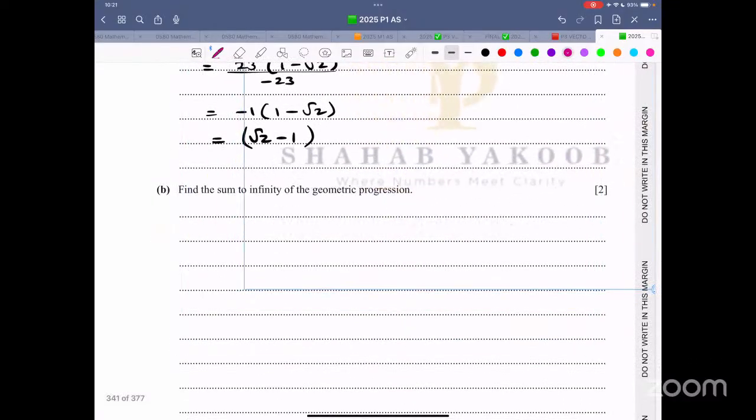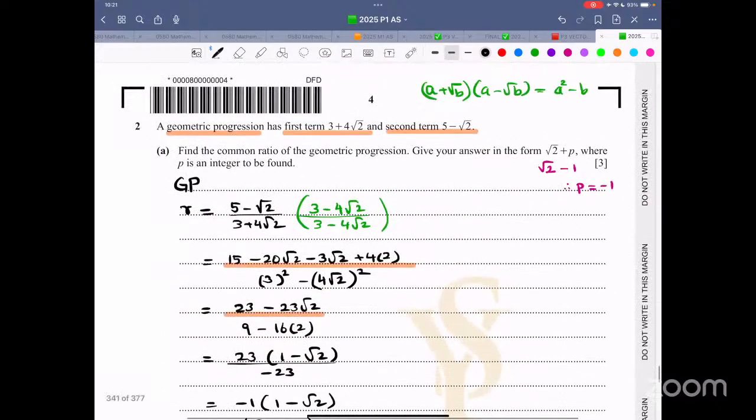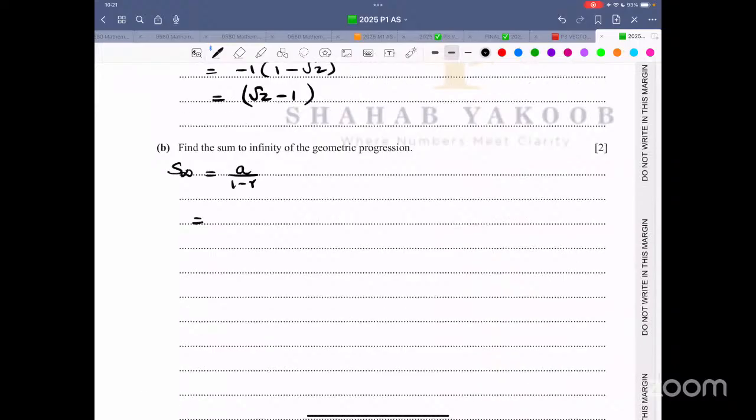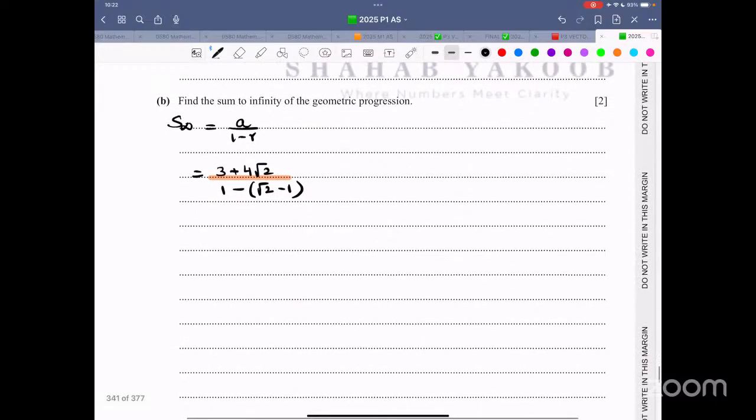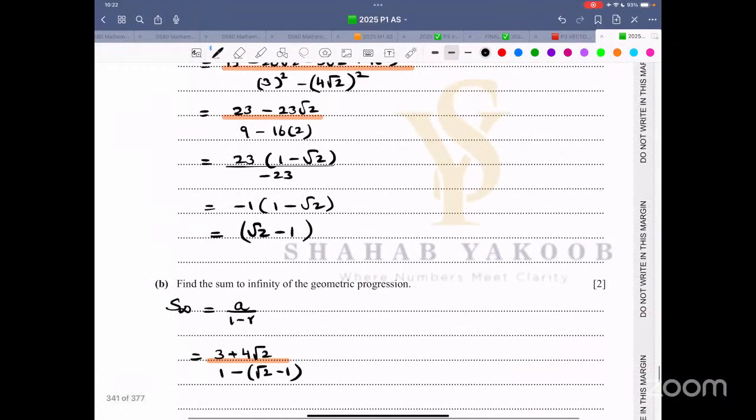Find the sum to infinity of this progression. In order to find sum to infinity, that is a over 1 minus r. What is a? A is 3 plus 4 root 2. That is (3 plus 4 root 2) over 1 minus r. So this is 1 minus (root 2 minus 1). So therefore, this is root 2 minus 1.